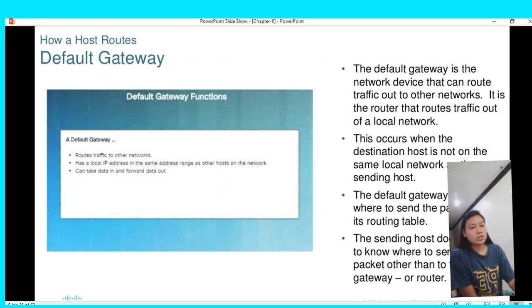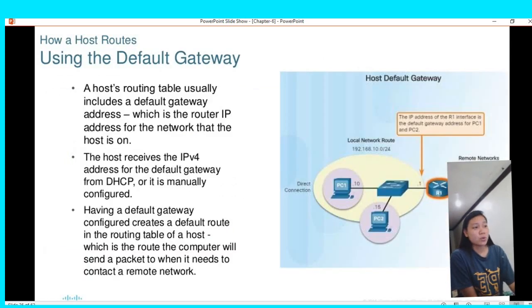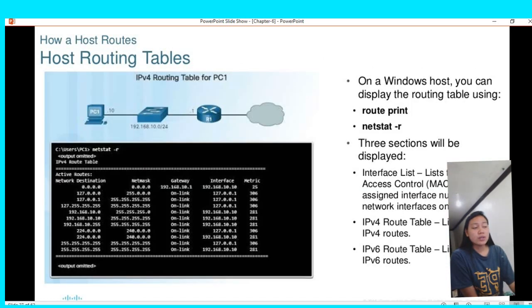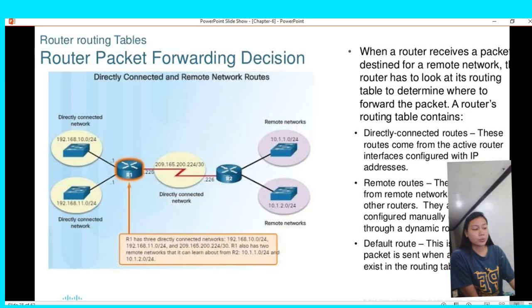Let's go to chapter 6, which is 6.2, routing. An important role of the network layer is to direct packets between hosts. A host can send a packet to itself, a local host, or a remote host. The source IPv4 address and subnet mask are compared with the destination address and subnet mask in order to determine if the host is on the local network or a remote network.